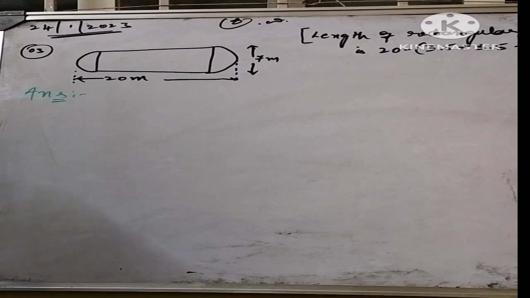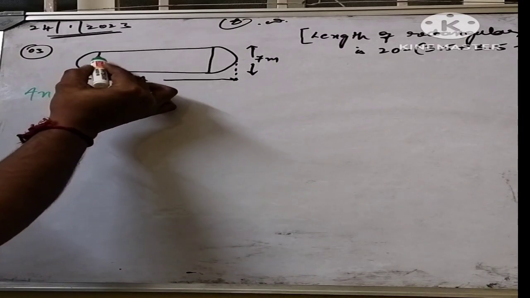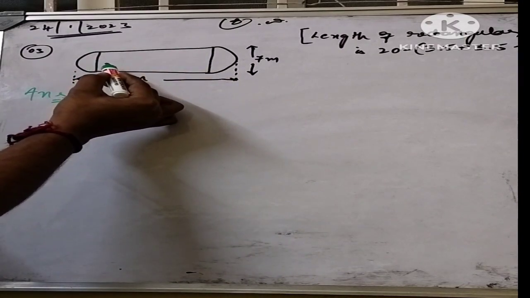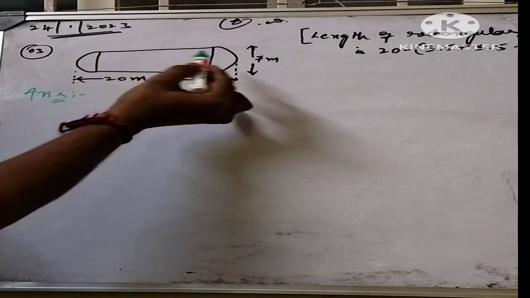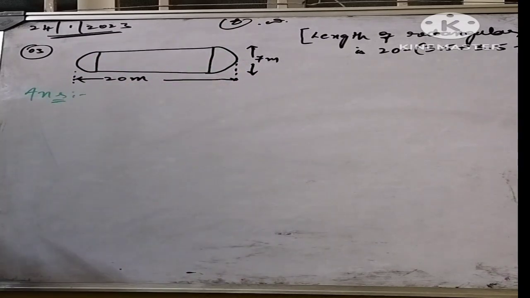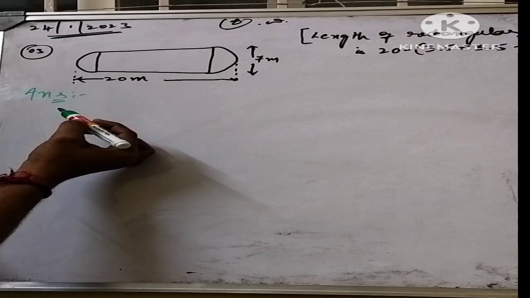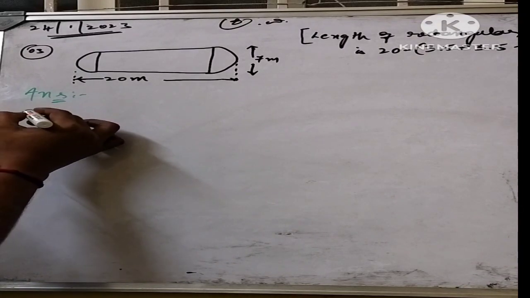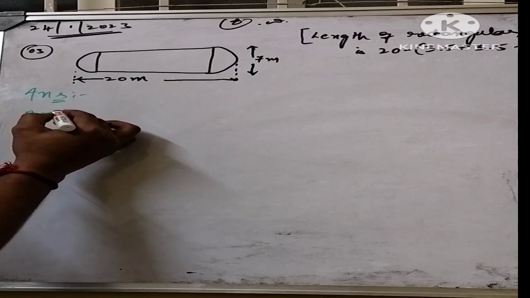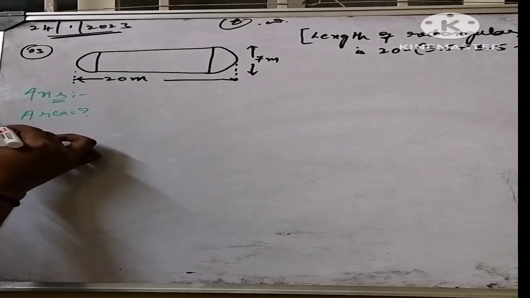In the third question, they mention that the shape of a garden is rectangular in the middle and semicircular at the ends, as shown in the diagram here. Find the area and the perimeter of this garden. So they are asking to find the area and perimeter.